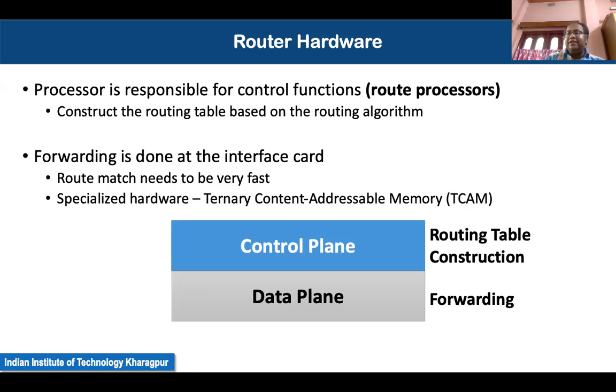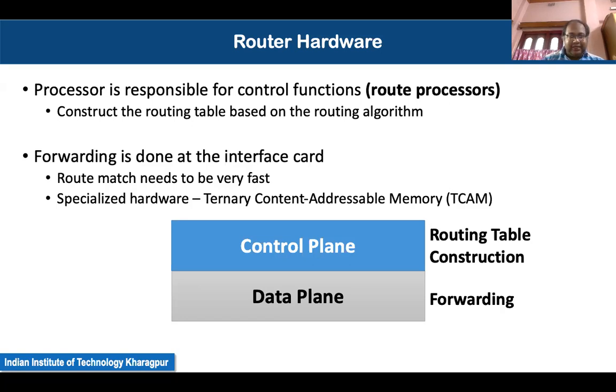Typically, this is one of the interesting differences between a router and a switch. A switch does not do this kind of routing table match. The algorithm used in a switch is a very simplified algorithm through which it just forwards the packet. That is why switches are much more lightweight and much cheaper compared to the router.